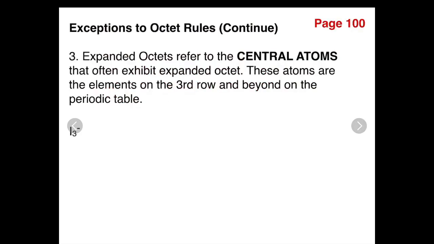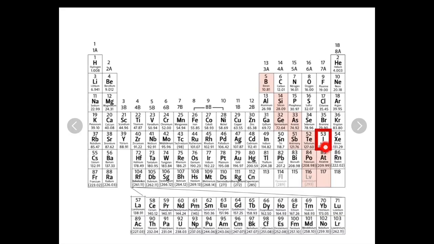Okay, so let's take a look at an example. So I have I3 minus, this is the triiodide ion. So we see on the periodic table that iodine is in the 1, 2, 3, 4, 5, 5th row on the periodic table. So that means iodine can have an expanded octet. We are going to take a look at why it's going to have an expanded octet.